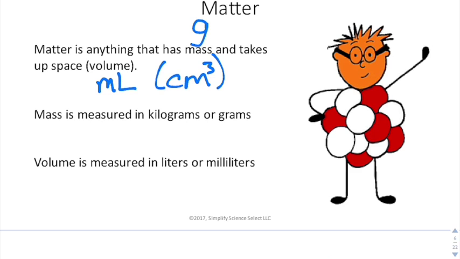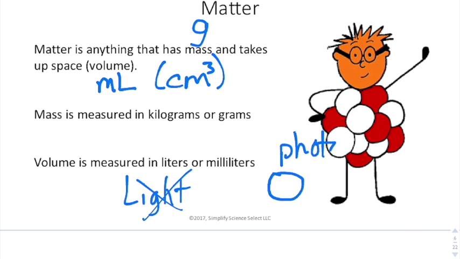So mass is measured in grams or kilograms. Like we said, it's most often going to be grams. Volume can be in liters, it can be in centimeters cubed, it can be in milliliters, but those are the two requirements for an object to have matter. So coincidentally, that's why light is not considered to be matter, because light does not have mass. So if you have a particle of light, which we'll talk about later, is called a photon, that photon has no mass. Because it has no mass, we don't say that light is matter.